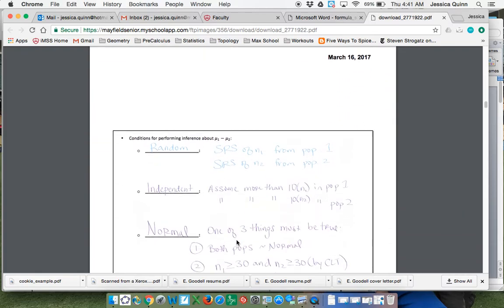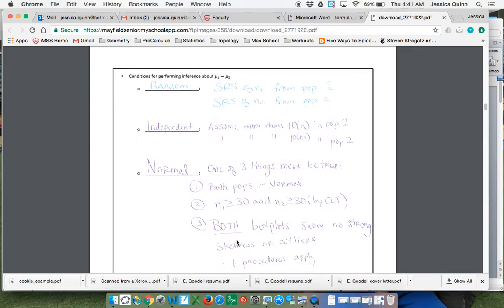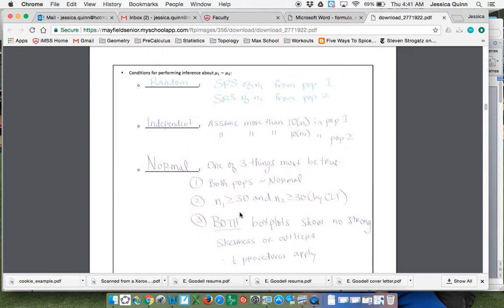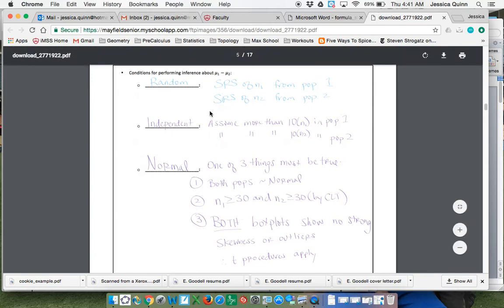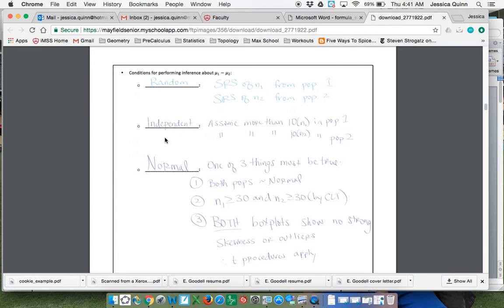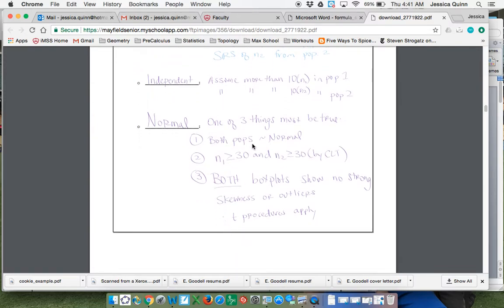So before you can do anything about these differences in your means, you have to check your conditions. Just exactly like before, okay? The only thing that's different here from when we checked conditions for means before is now we just have to do everything twice. So for random, again, we've already talked about this: simple random sample from both populations. For independence, again, we would write that we are assuming that there's more than 10n in each population. And then we have these three things to check. Okay, so for all of them, we have to do it for both of the samples.